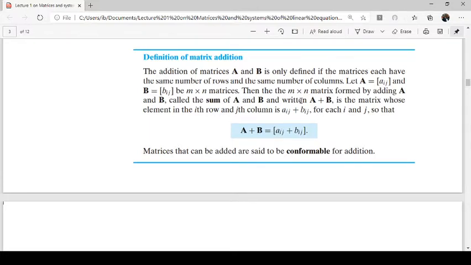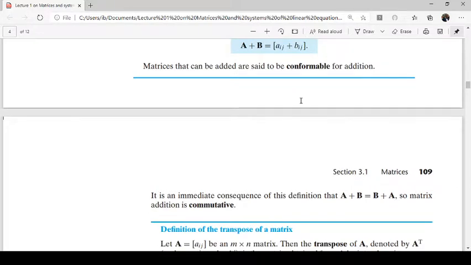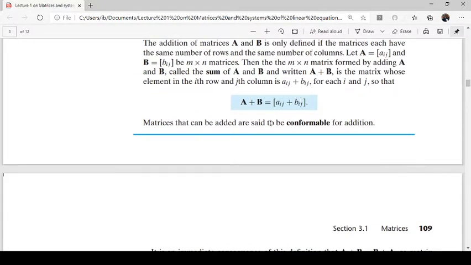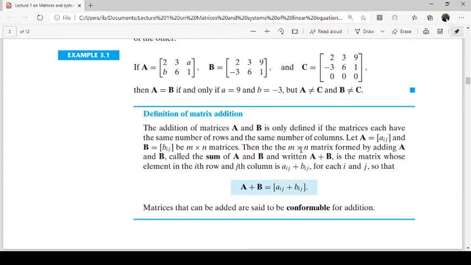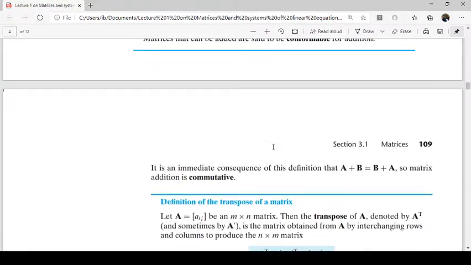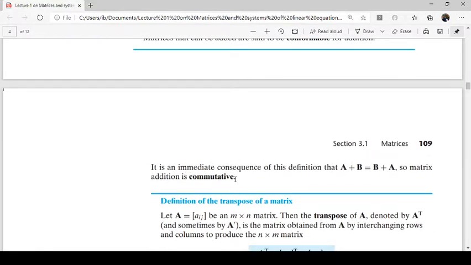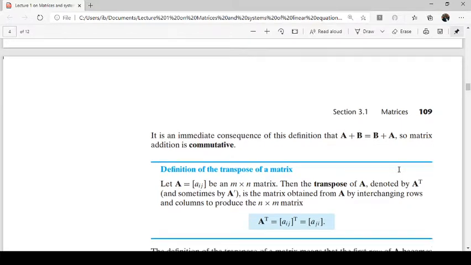That's the explanation there. Now, matrices that we can add are said to be conformable for addition. There are some matrices we cannot add. Such addition is not defined because the number of rows and columns are not equal. Now, the commutative law is satisfied in addition. If I have matrices A and B, A plus B is equal to B plus A. We can say that matrix addition satisfies the commutative law.